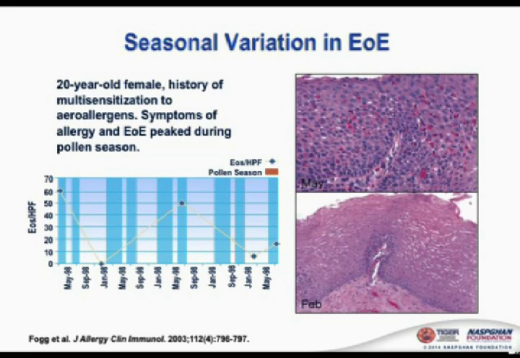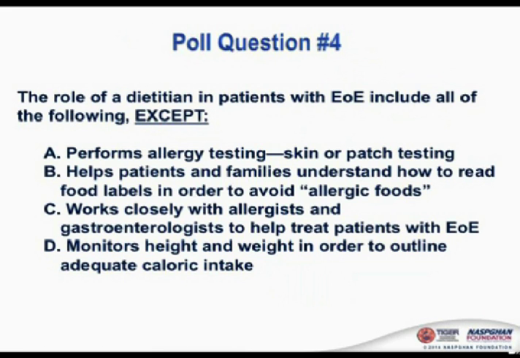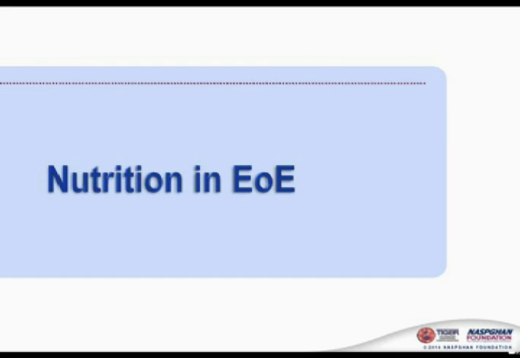And our last poll question is on the role of the dietitian. The role of the dietitian in patients with EoE can include all the following, except: A, perform allergy testing, skin or patch testing; B, help patients and families understand how to read food labels to avoid allergic foods; C, work closely with allergists and gastroenterologists to help treat patients with EoE; D, monitor height and weight in order to outline adequate calorie intake. And now I'd like to introduce Michelle Schucker, who is a registered dietitian, who will help discuss the role of nutrition in EoE.